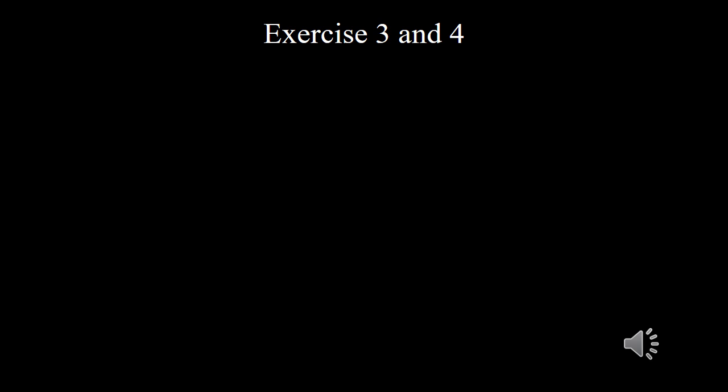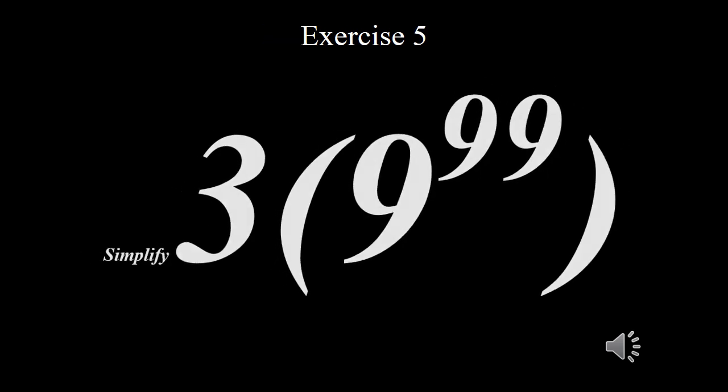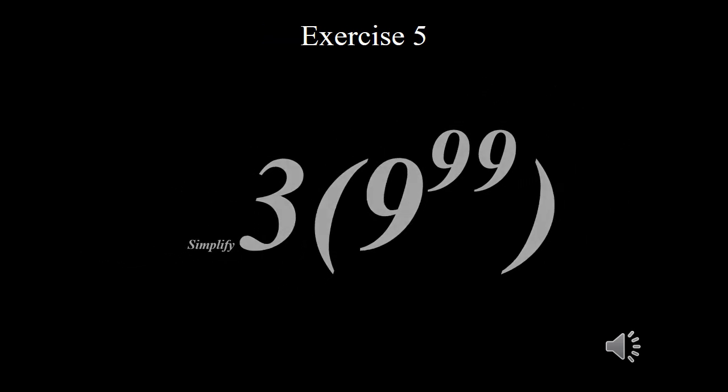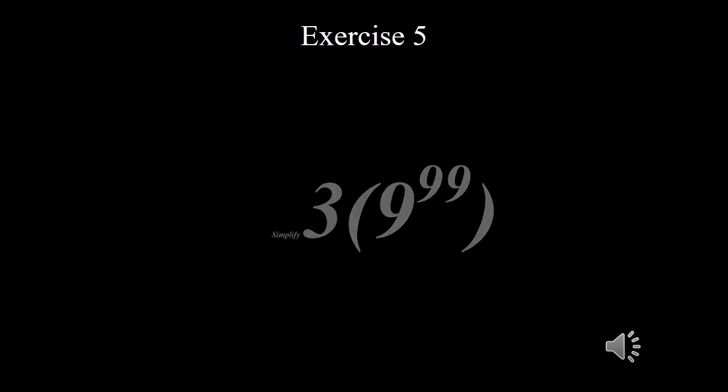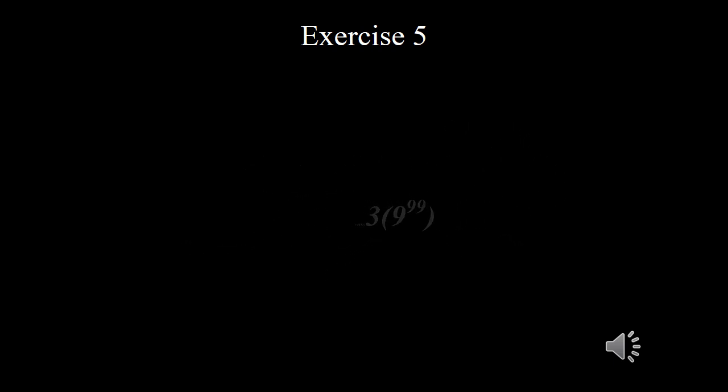Then exercise 3 and 4. Exercise 3 says 5 raised to power x plus 5 raised to power x plus 5 raised to power x plus 5 raised to power x equals 1000. Find x. Exercise 4 says prove that 0 over 0 equals 2. So the last exercise here is exercise 5, which is simplify 3 into bracket 9 raised to power 99.